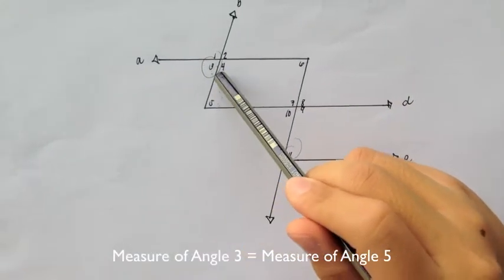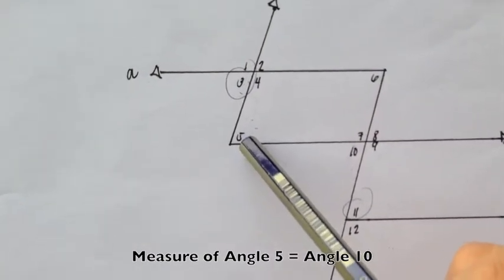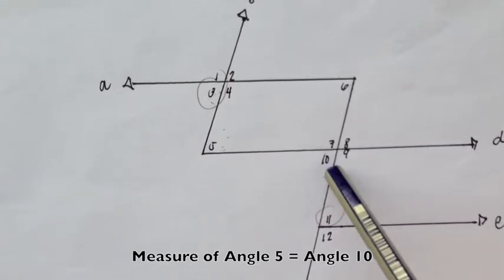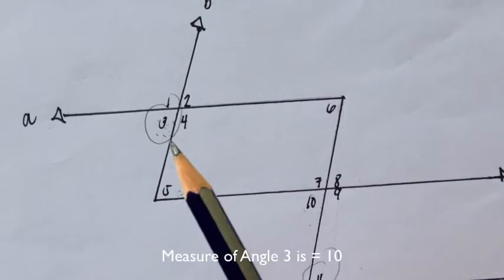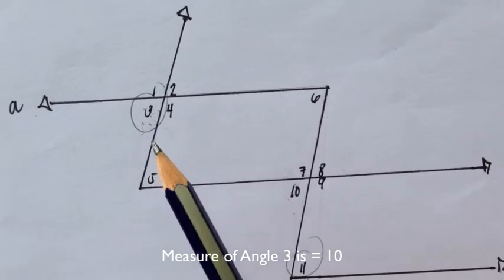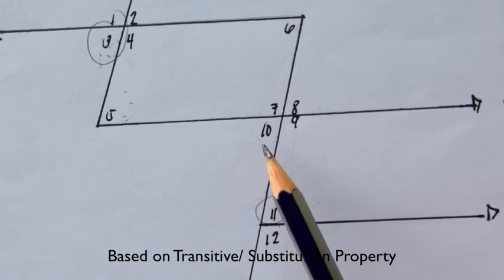The measure of angle 3 is equal to the measure of angle 5, and the measure of angle 5 is equal to the measure of angle 10. This is based on the definition of congruent angles. The measure of angle 3 is equal to the measure of angle 10 based on the substitution or transitive property.